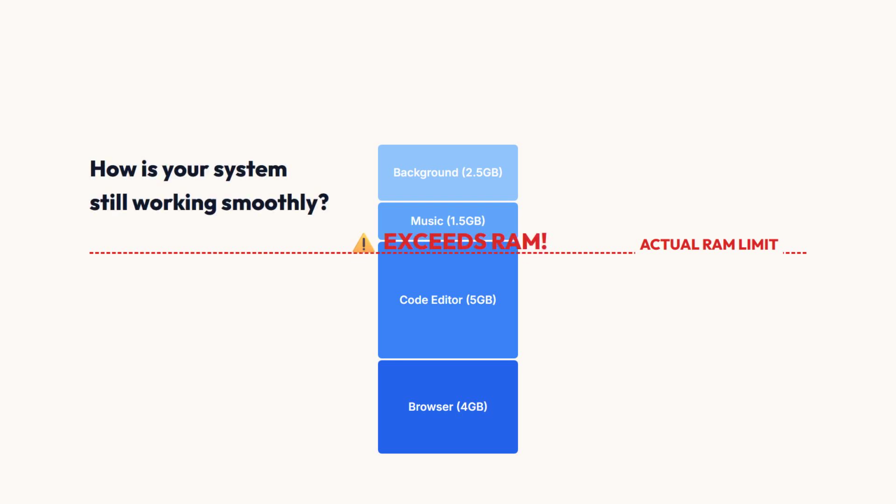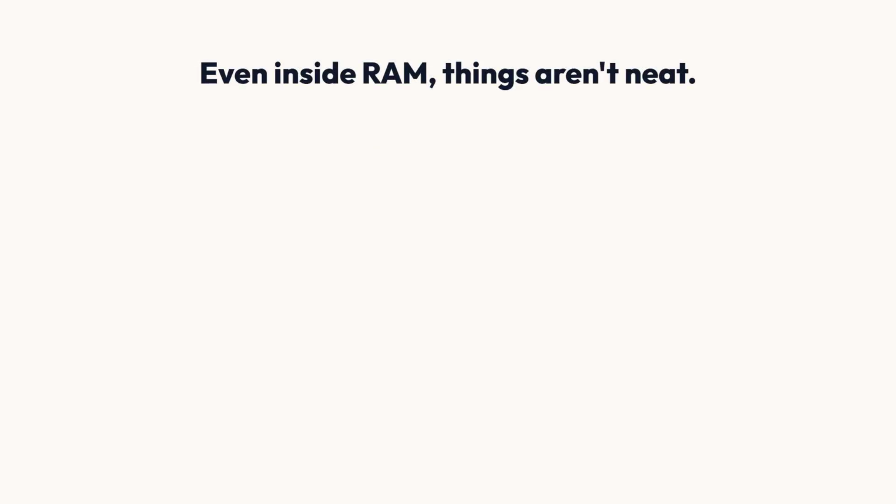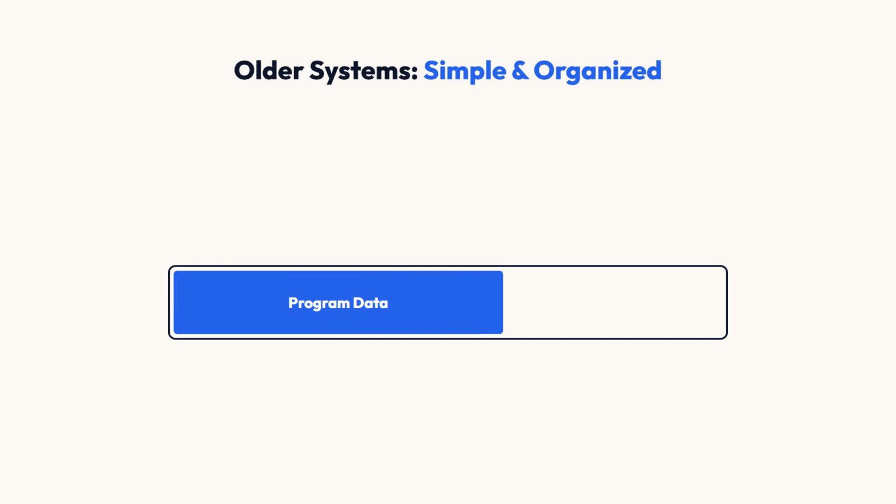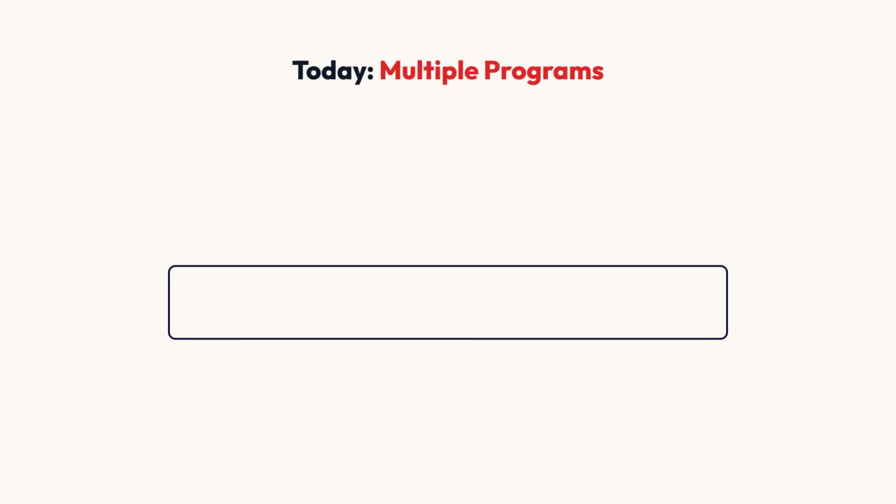So how is your system still working smoothly? Why doesn't it just crash? And that's not the only issue. Even inside RAM, things aren't neat. In older systems, only one program ran at a time, so its data sat nicely in memory. Simple. But today, multiple programs run together.